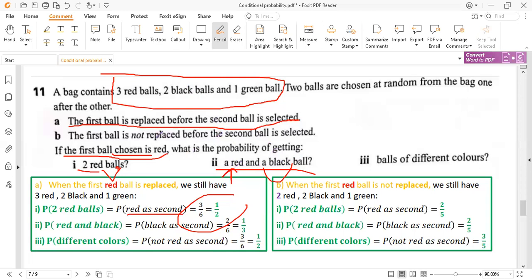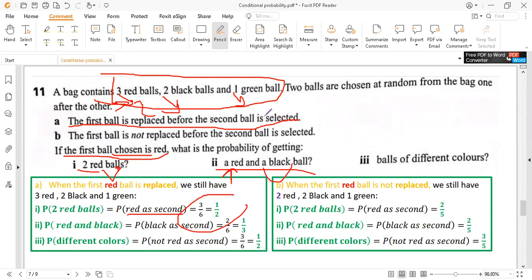But without replacement, when the first ball chosen is red, the reduced sample space is: 3 red becomes 2 red, 2 blacks remain 2 blacks, and 1 green remains 1 green. So we have in total 2 plus 2 is 4, plus 1 is 5. So the reduced sample space contains only 5 balls instead of 6.